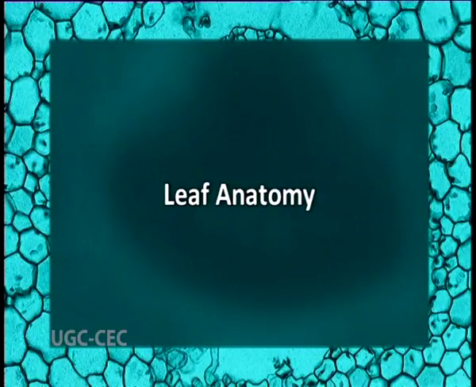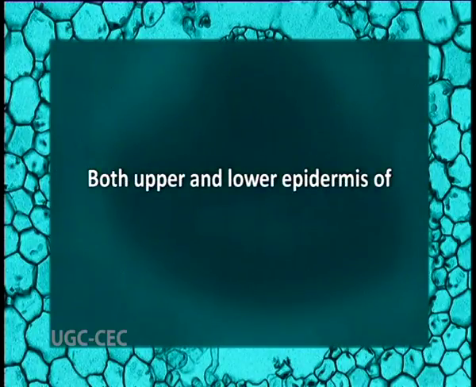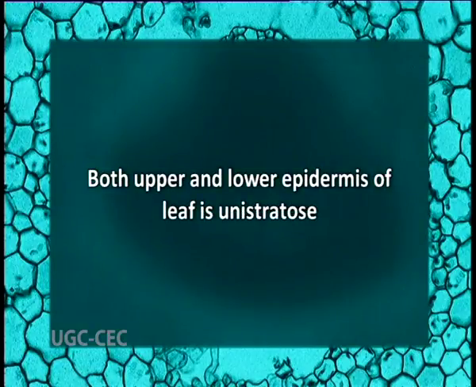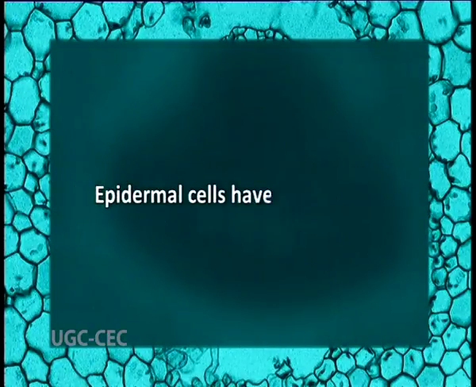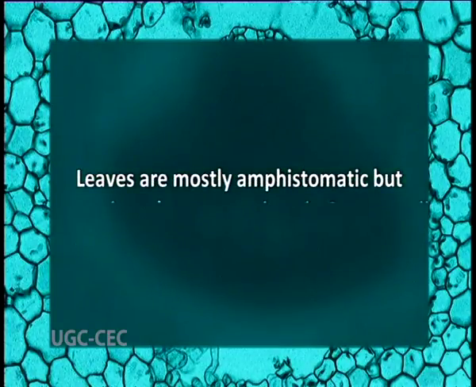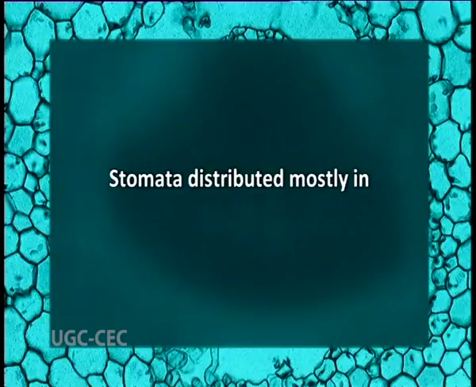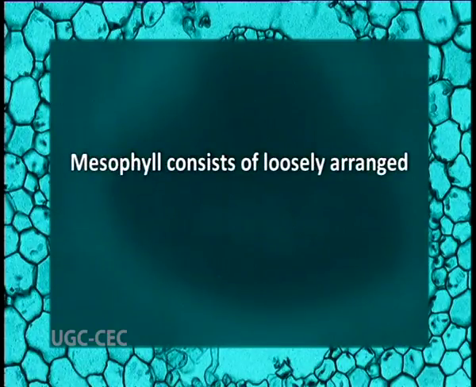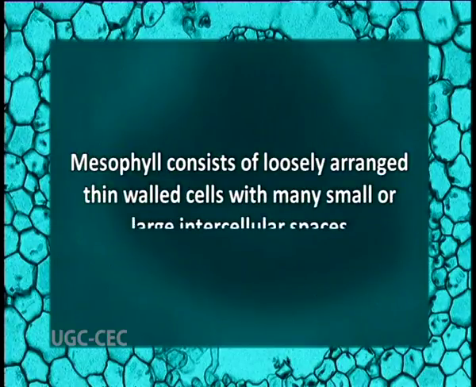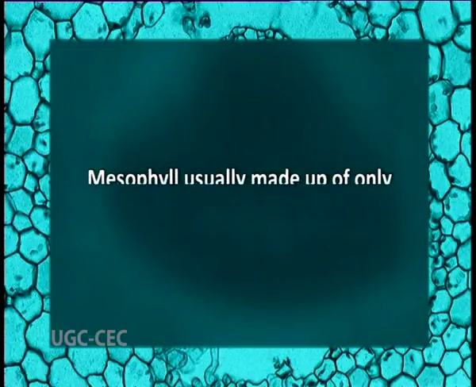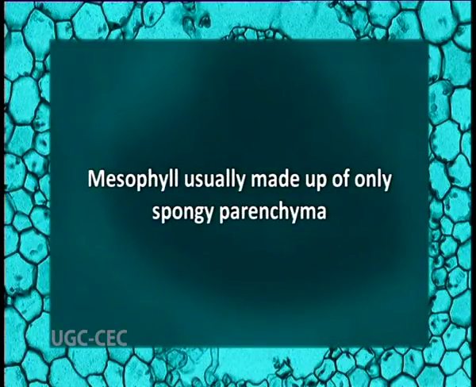Now leaf. Both upper and lower epidermis of the leaf are unistratous. The epidermal cells have chloroplasts. The leaves are mostly epistomatic, but sometimes they are hypostomatic, as in Selaginella martensii. Stomata are distributed mostly in the midrib region. The mesophyll consists of loosely arranged thin-walled cells with many small or large intercellular spaces. It is usually made up of only spongy parenchyma.